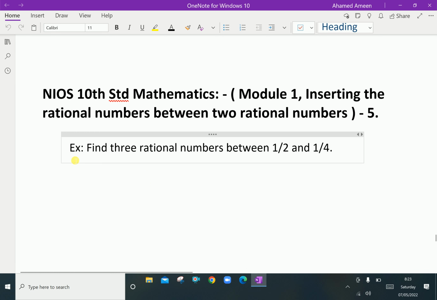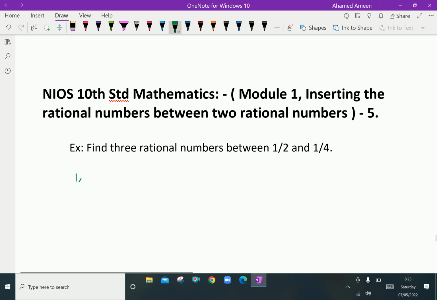Here, look at this example. Find three rational numbers between half and a quarter. Here, the least number is a quarter. First write it. And the second one is half. So, look at this, the denominators are 4 and 2.